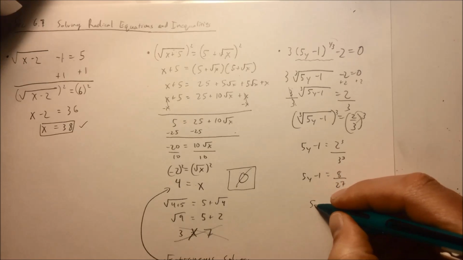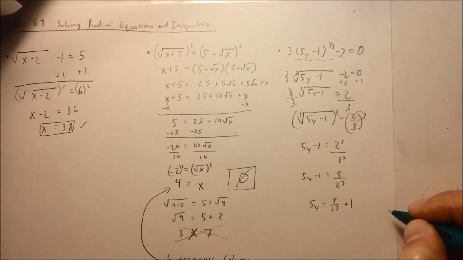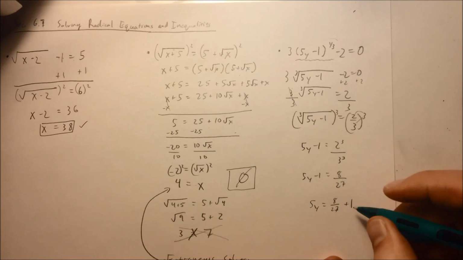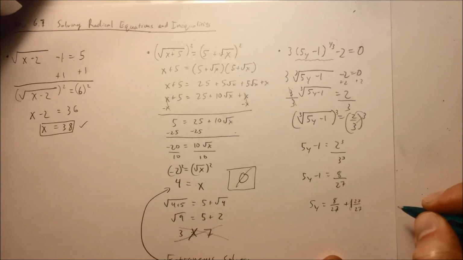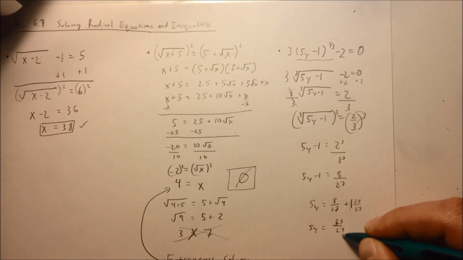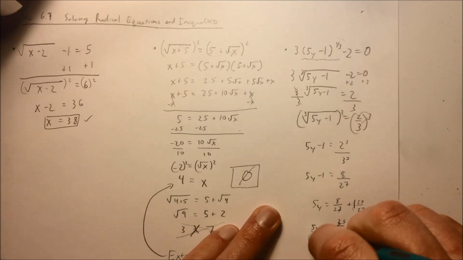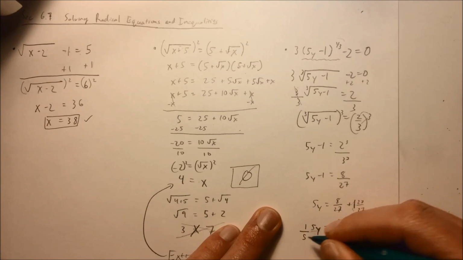So let me add 1 to both sides. 5y is equal to 8 over 27 plus 1. Now I'm going to rewrite this. Instead of plus 1, I'm going to make this 27 over 27. So that way I get 35 over 27. 35, not 25. So 5y is equal to 35 over 27. Then we'll divide both sides by 5. But instead of dividing both sides by 5, I'm a big kid. I know that I can just multiply both sides by 1/5.